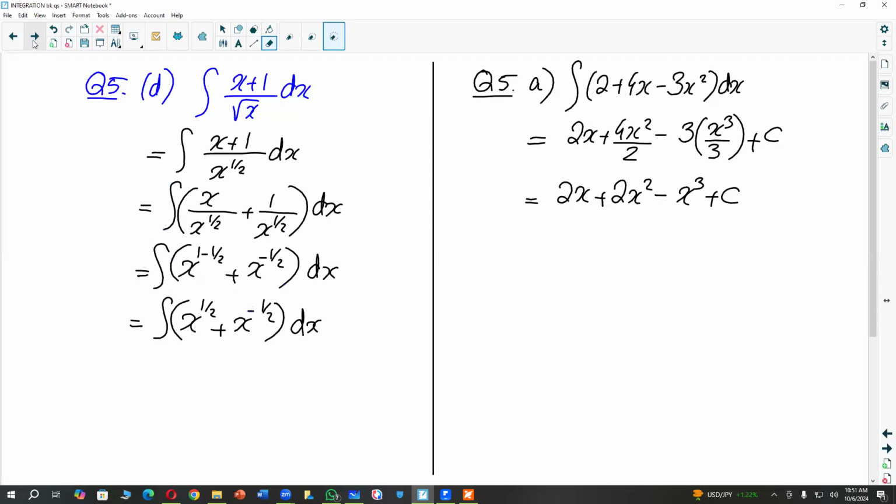Under root should be separated. I'm done with the before integration part. I'm just integrating it.